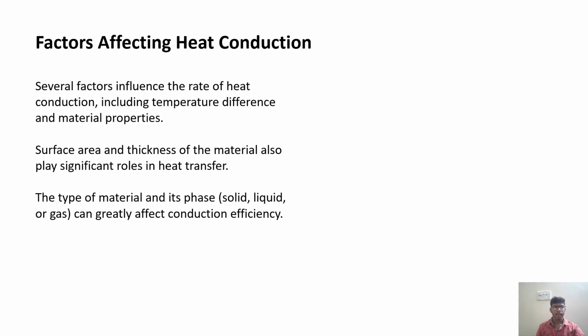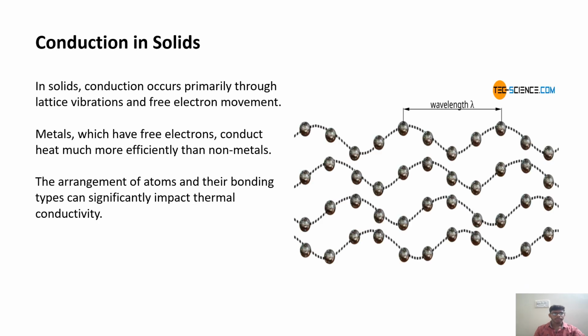Factors affecting heat conduction. Several factors influence the rate of heat conduction, including the temperature difference and material properties. Surface area and thickness of the material also play a significant role in heat transfer. The type of material and its phase, solid, liquid, or gas, can greatly affect conduction efficiency.